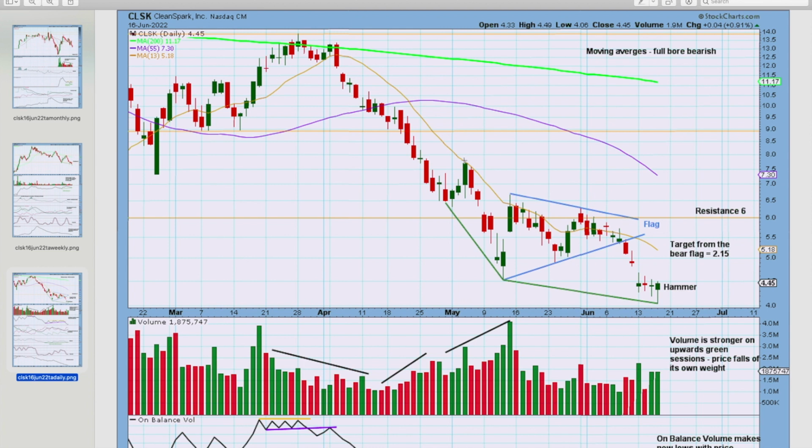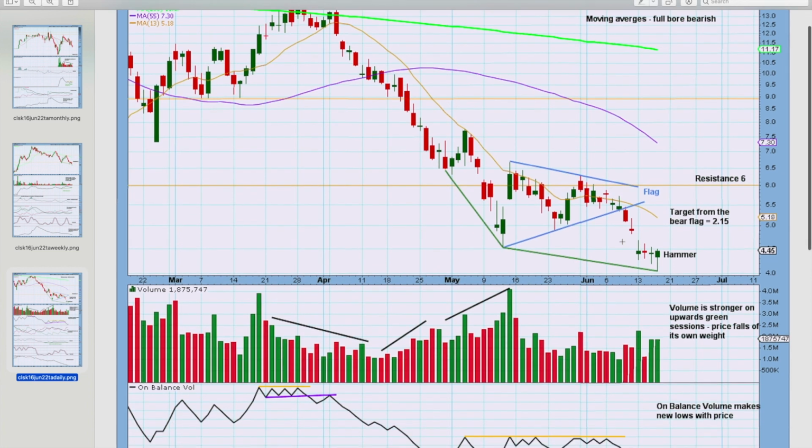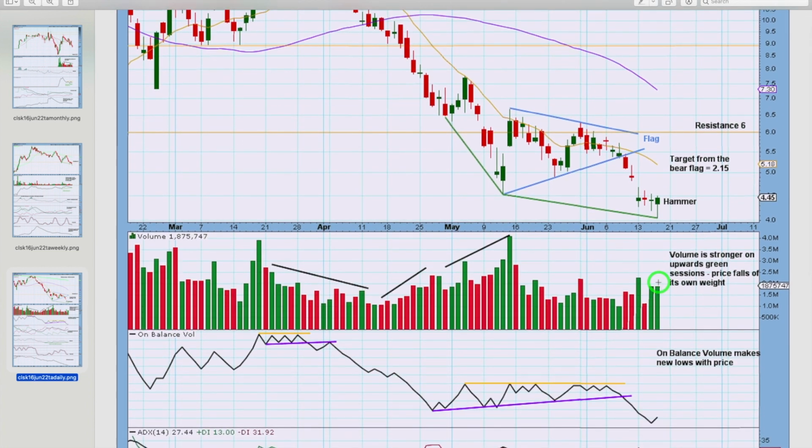I've calculated the flagpole from this high to this low and added that difference to the breakout point of the little flag pattern. That's a decent looking flag pattern, I think. Again, we're seeing green candlesticks with increased volume, and upward movement here with quite strong volume here.